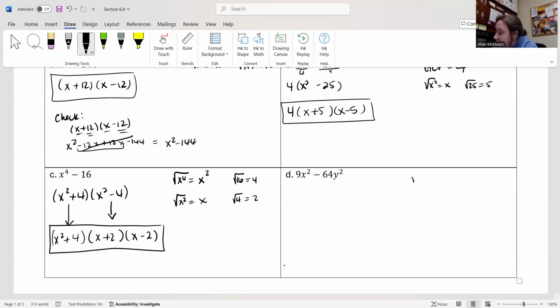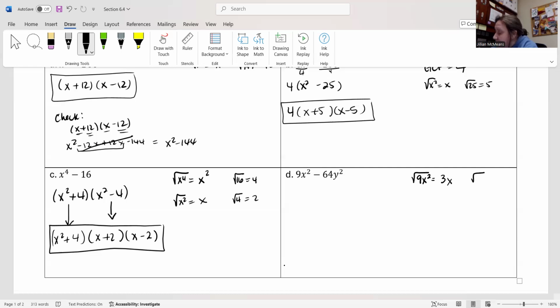So let's look at the square roots of each term. So 9x squared, the square root has two parts. We want to look at the square root of 9, which is 3. And then the square root of x squared is just x. Remember, if you have an even exponent, it's a perfect square. You keep the variable and then just divide the exponent by 2. 2 divided by 2 is 1, so we just get 3x.